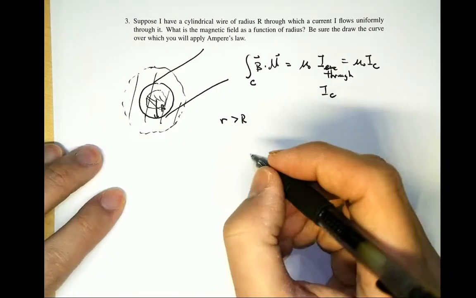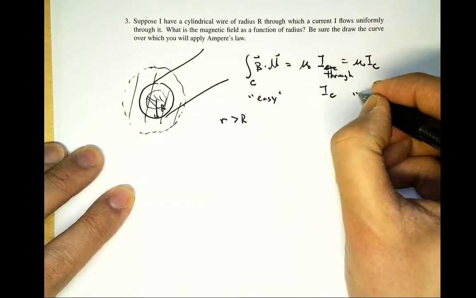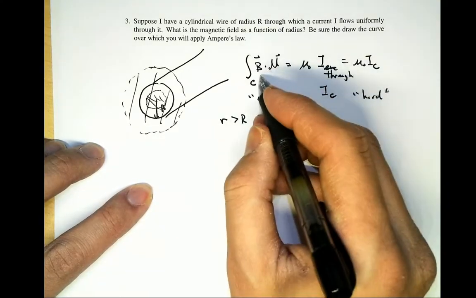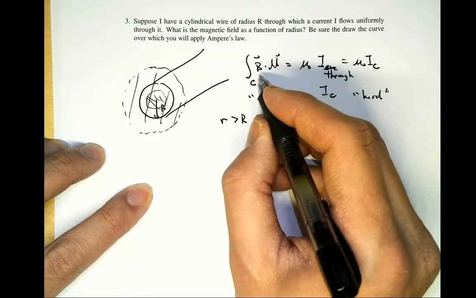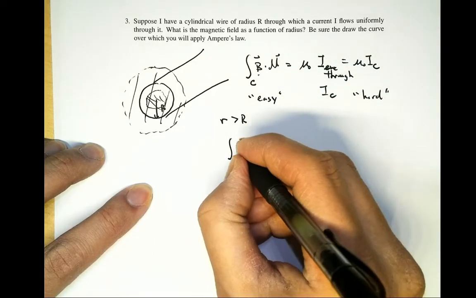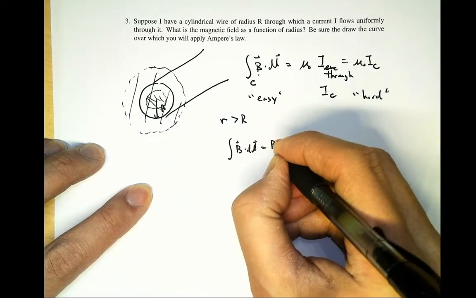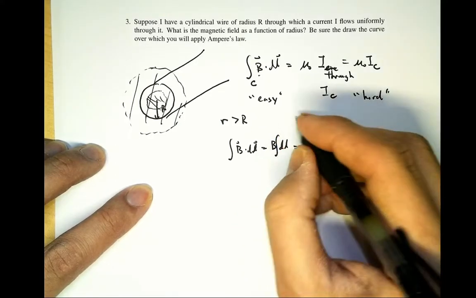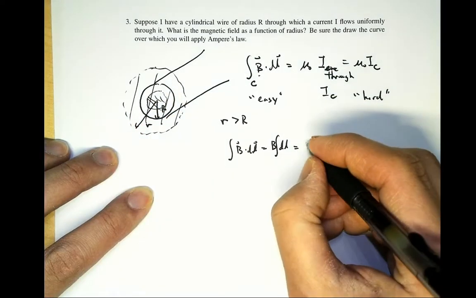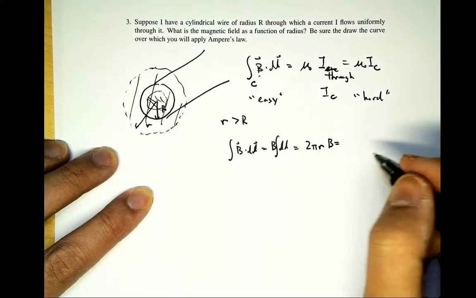So this is the easy part, and this is the hard part. Let's do the easy part first. Again, you have to make the argument that because of cylindrical symmetry, the B field has the same magnitude everywhere. So this integral of B dot dl is going to be equal to B times the integral of dl. In that case, it's just the outer radius of the cylinder, so that's 2 pi times r times B. That's the first thing.